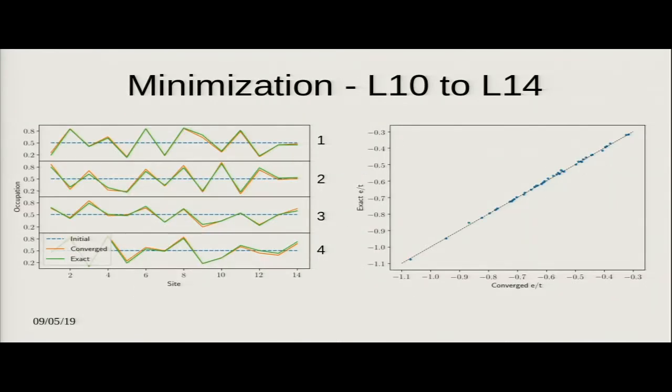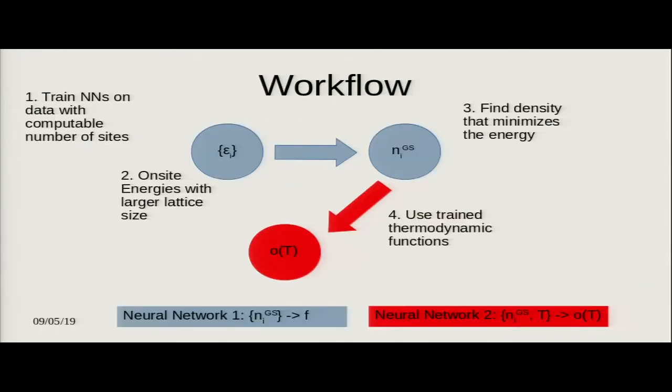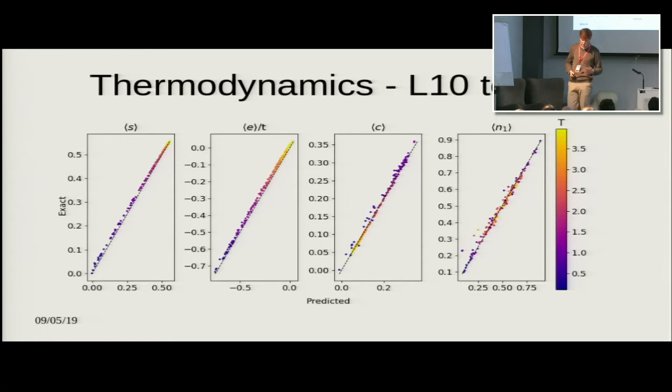So just taking the 50 converged site occupations, I now put these into my thermodynamic function, and here are the results. This thermodynamic function was trained on 10 sites, and here I'm predicting the entropy, energy, heat capacity, and the first site occupation, and the color is the temperature. Again, the entropy and the energy, I think, are very accurate. And then the heat capacity and the first site occupation less so, but still, I think, very good.